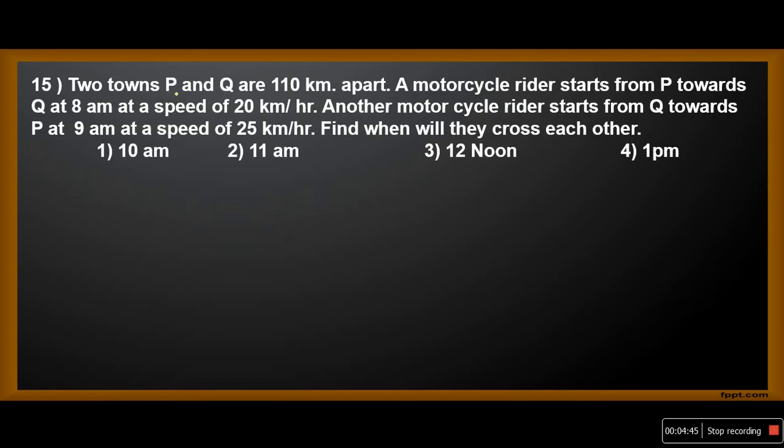See here, two towns P and Q are 110 kilometers apart. A motorcycle rider starts from P towards Q at 8 am at a speed of 20 km per hour. Another motorcycle rider starts from Q towards P at 9 am at a speed of 25 km per hour. Find when they will cross each other. Simple. What is the distance between the two towns P and Q? Which is given as 110 kilometers.